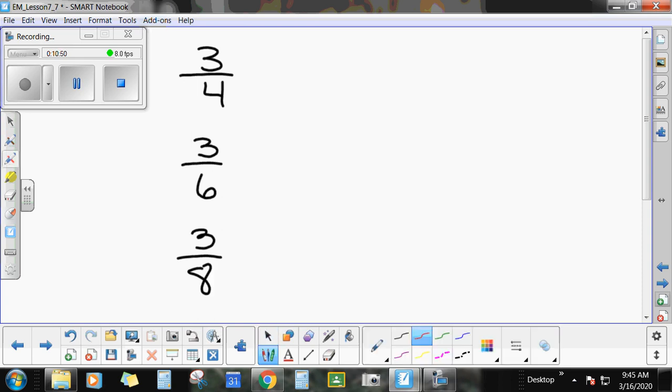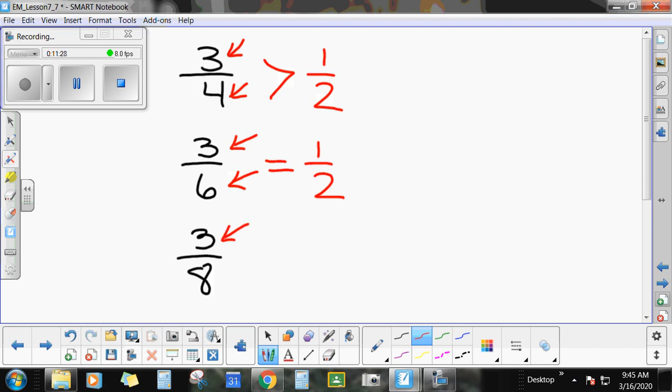All right, let's go through this again. So now we're checking to see if this fraction is greater than a half, equal to a half, or less than a half. Look at your numerator. If you double your numerator, 3 plus 3 is 6. 6 is greater than 4, so you know that this fraction is greater than a half. Let's look at the next fraction. 3 plus 3 is 6. 6 equals 6, so this fraction is equal to a half. Let's look at 3/8. 3 plus 3 is 6. 6 is less than 8, so this fraction is less than a half.